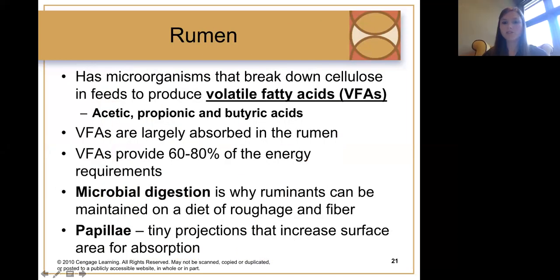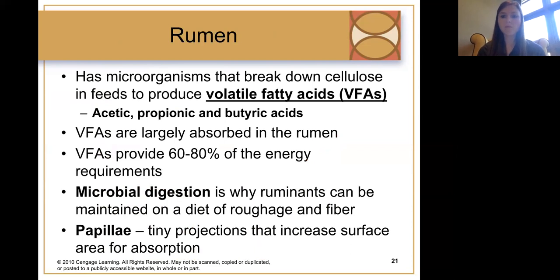So the rumen is extremely important for ruminants and cattle. The rumen has microorganisms that break down cellulose, and they can produce volatile fatty acids. If you remember when we talked about the horse, horses were hind-gut fermenters because they had the microbes in their cecum that would produce these. So ruminants, it's the same setup. They just have them in the rumen.